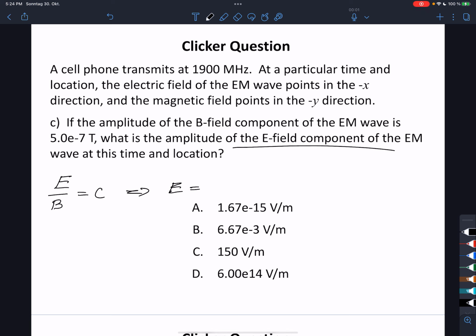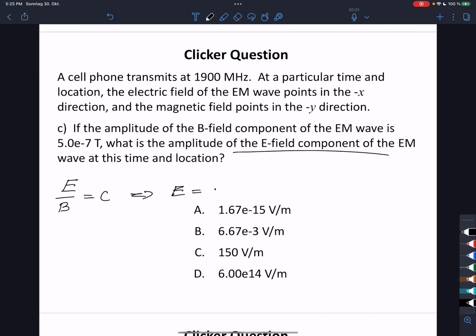Okay, so the amplitude of the electric field will be given by C times the magnetic field. And the magnetic field is given in this problem, so we'll just substitute the numbers. It's 3 times 10 to the positive 8 meters divided by second times the magnetic field, which is 5 times 10 to the negative 7 Tesla. Okay, so this math we can do without a calculator, of course. So 3 times 5 is 15. Okay, it's 10 to the positive 8 times 10 to the negative 7. It will be just 10 to the positive 1, right?